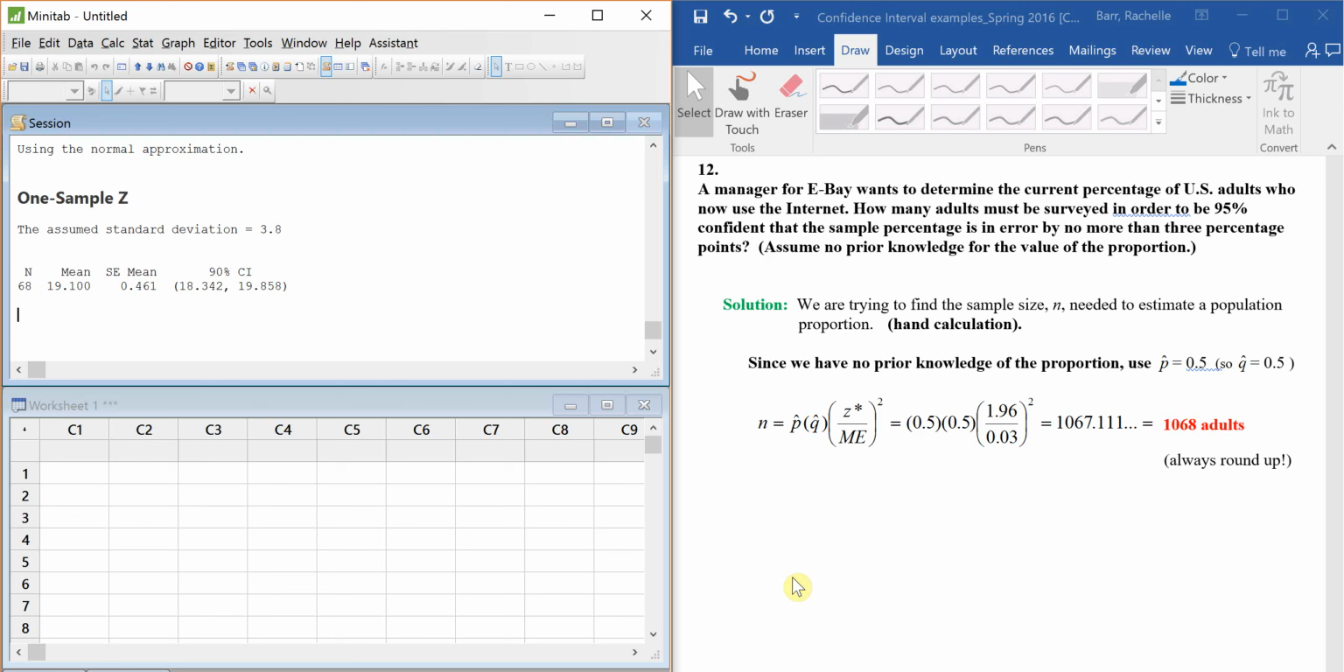They want to find how many adults must be surveyed in order to be 95% confident the sample percentage error can be no more than 3 percentage points. Assume no prior knowledge for the value of the proportion. So, when this happens, you assume the worst case scenario, which means I'm going to use 0.5 and 0.5 for my Q and my P.